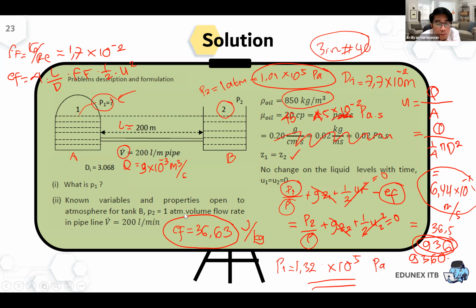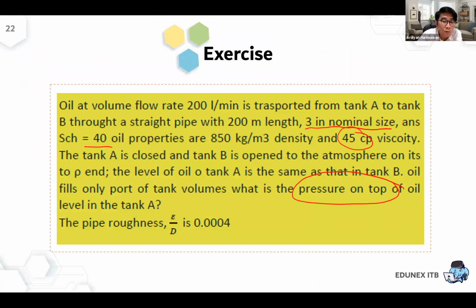In this one, you need to calculate EF, but you need to calculate the friction factor first, and before doing the friction factor, you need to calculate the Reynolds number. In this problem, we find that the Reynolds number is very small, so it is in the laminar range, so you can use the formula directly. But if it falls into turbulent, then you need to see from the diagram.